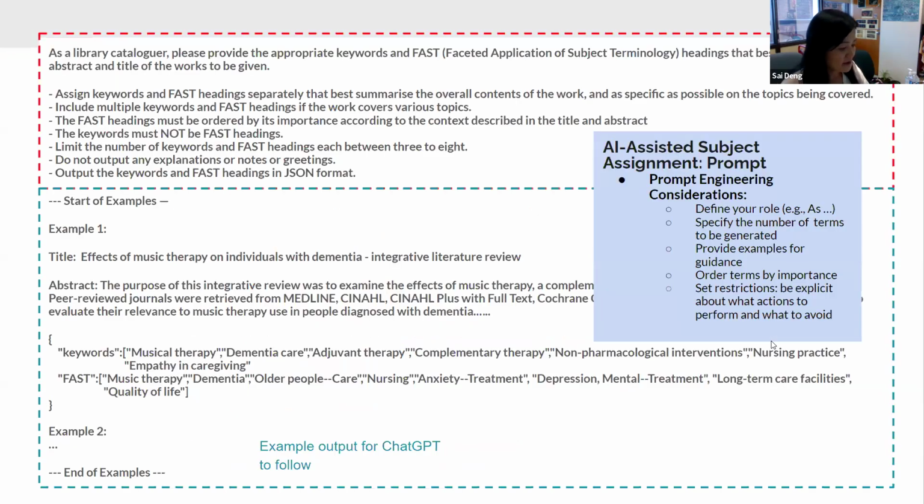So here is our prompt. In constructing it, we considered defining our role as library cataloger, adjusting the number of terms to be generated, providing examples, ordering terms by importance, and setting restrictions. Next, Eric will talk about the Python code he developed and the AI-related aspect of the data flow for these projects. Thank you.